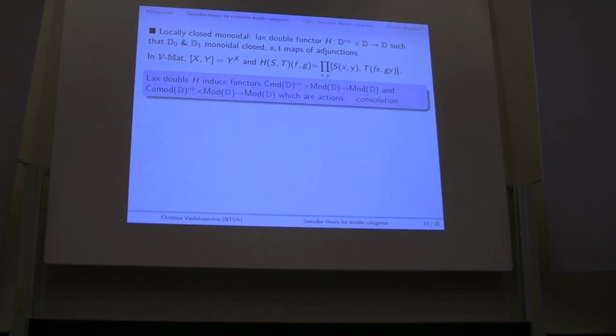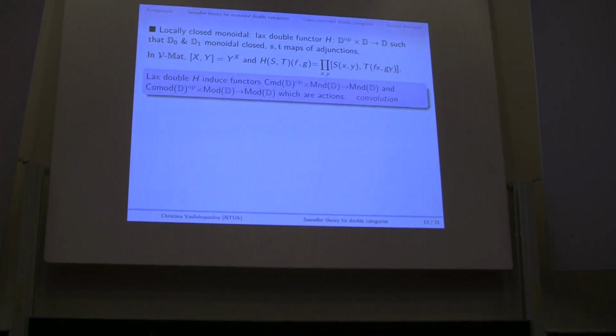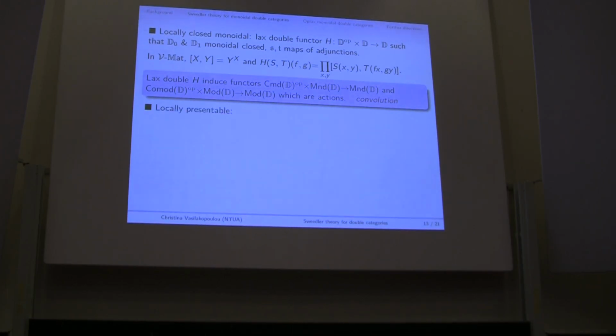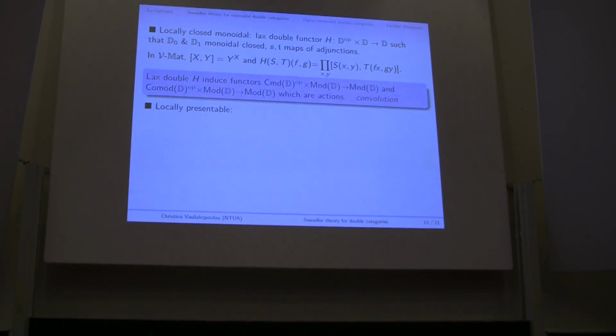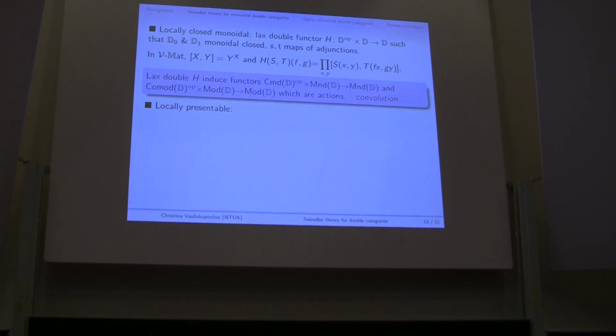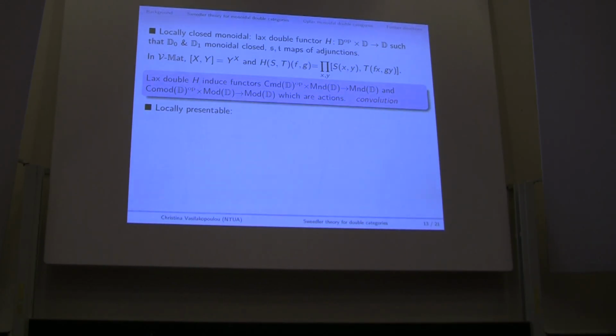The final part of the structure, which is even more, not suspicious, but I'm not very happy with it yet, is that of a locally presentable double category. Now, many people have helped us understand what this is supposed to be. John Burke and Steve Blackwell in the audience have helped us understand what we need. The definition we have now is a sufficient one. So we have some conditions that make things work for us in the way that we're expecting them to.